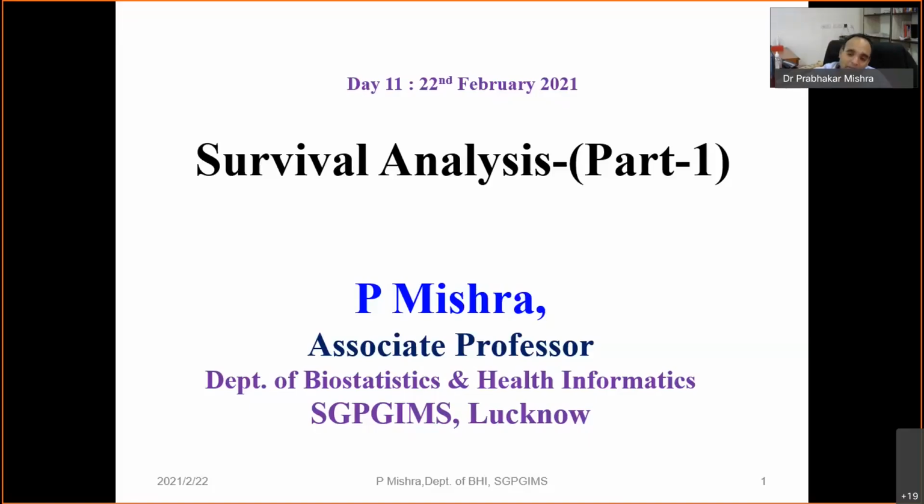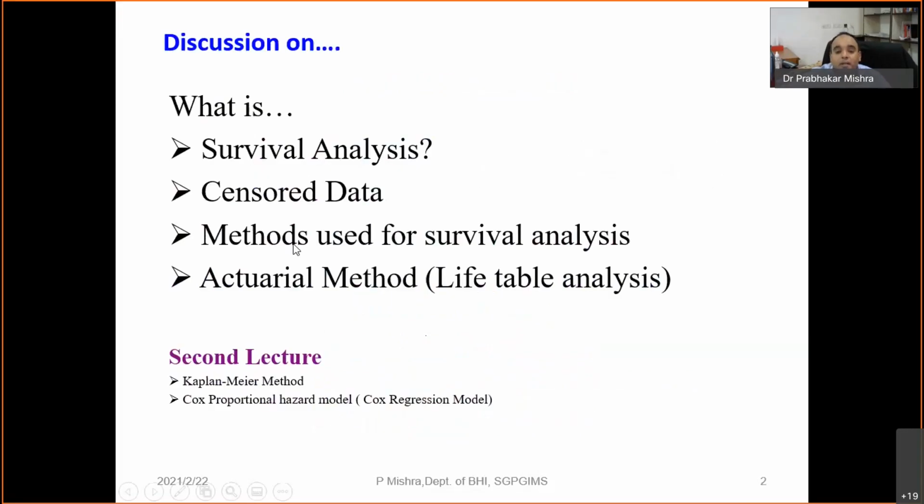So, survival analysis, first part. In the first part, today we have to discuss survival analysis: introduction, then censored data. After that, how many methods are used to analyze survival data. Survival data means lifetime data or follow-up data.